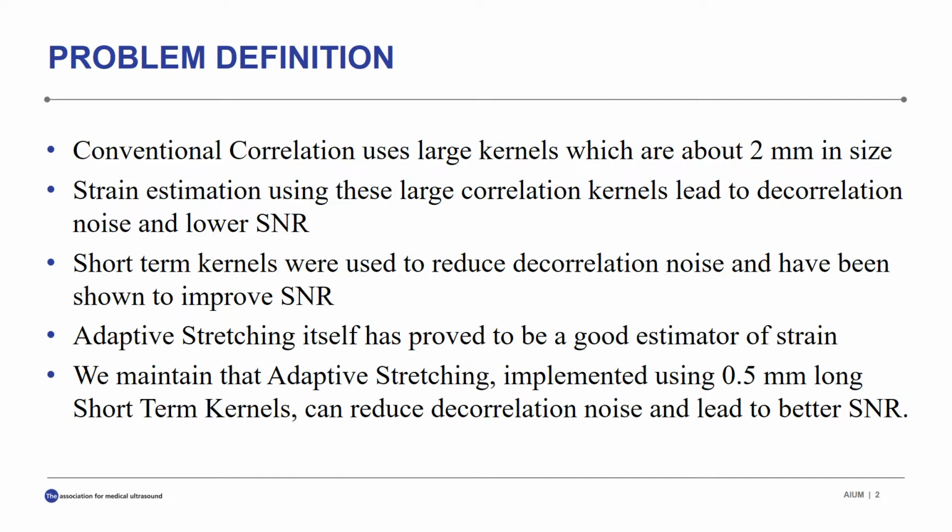Short-term kernels were used previously to reduce this decorrelation noise. Now, adaptive stretching, where the post-compression signal is stretched temporarily to increase correlation, has also proved to be a good estimator of strain. In our work, we maintain that adaptive stretching, if implemented using short-term cross-correlation kernels, can lead to significant reduction of decorrelation noise and have higher signal-to-noise ratio compared to the classical approach.